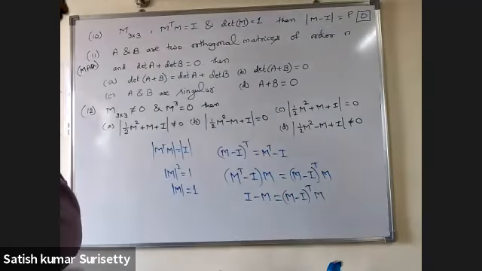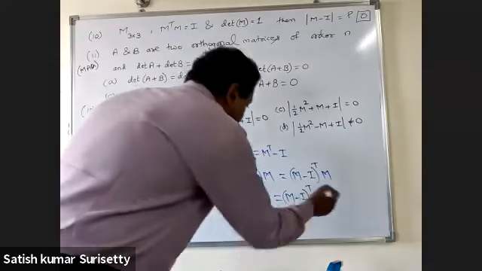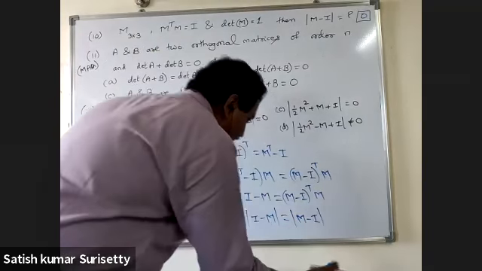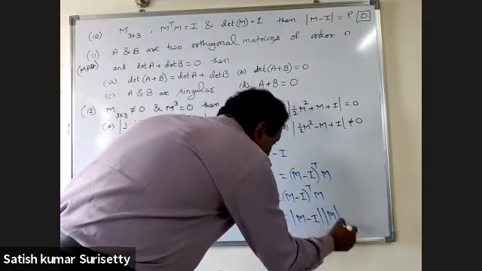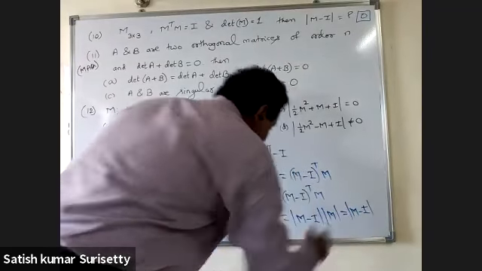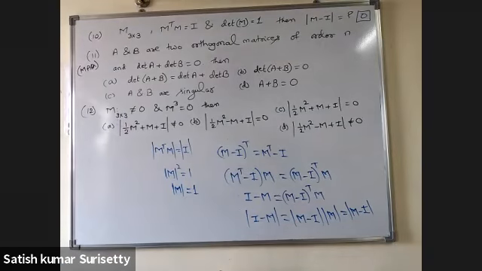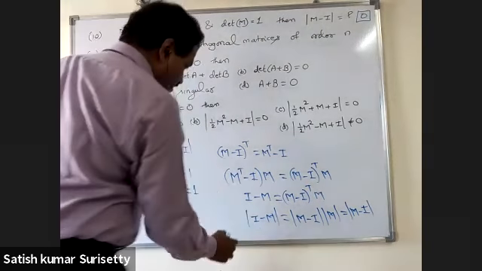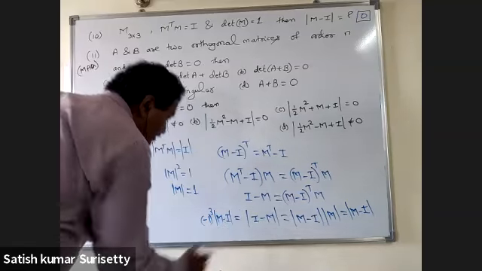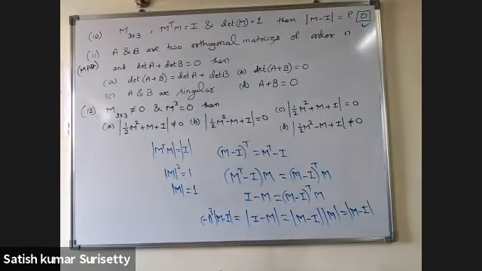Now take the determinant on both sides. Determinant of I minus M equals determinant of the product. Determinant of (M minus I) whole transpose is the same as determinant of M minus I into determinant of M. But determinant of M is 1. So determinant of M minus I equals determinant of I minus M. And M is 3 by 3, so this equals minus 1 whole cube into determinant of M minus I. That means determinant of M minus I will be 0. This will be true even if M equals I.